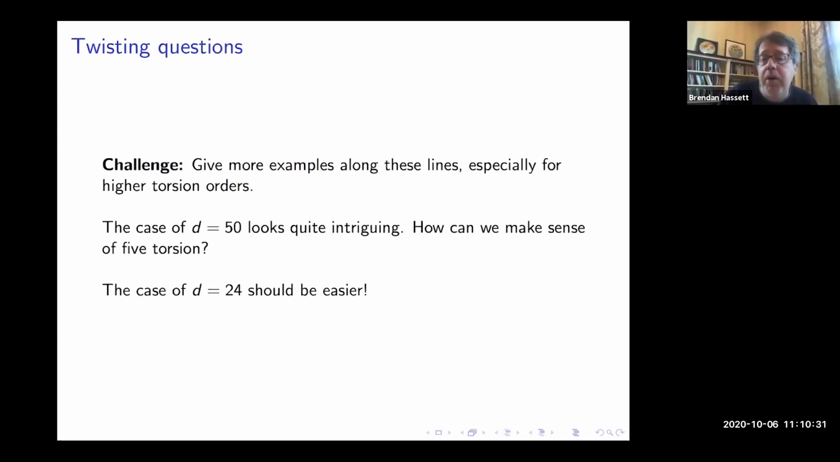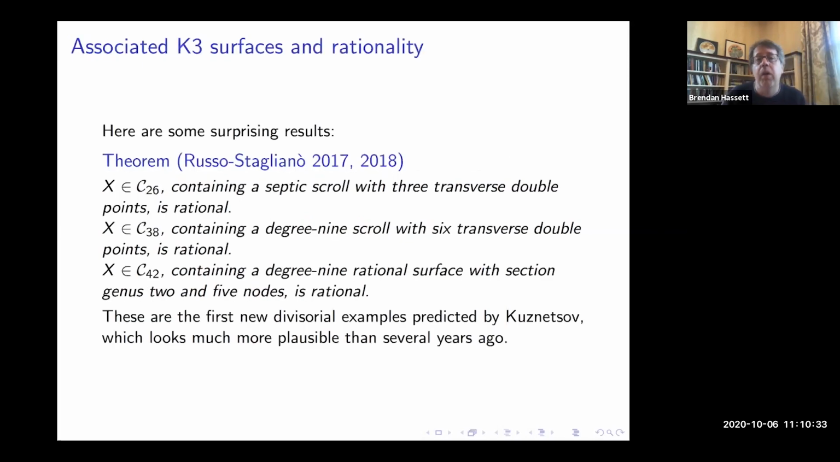The other thing I want to mention is that Russo and Staglianò, in a remarkable group of papers released over the last 3 years, have completely changed my expectations about the rationality questions. And so I can't do this talk without mentioning these examples. If you have a cubic fourfold of discriminant 26 or 38 or 42, in each of these cases the underlying cubic fourfold is rational.